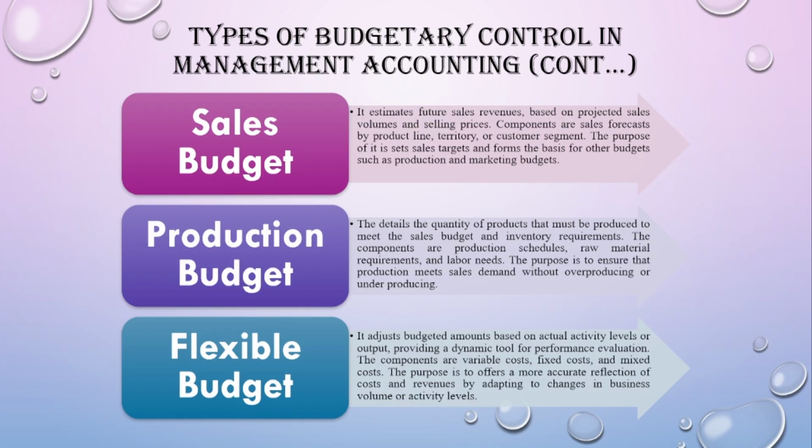The details of the quantity of the products that must be produced to meet the sales budget and inventory requirements. The components are production schedules, raw material requirements, and labor needs. The purpose is to ensure that production meets sales demands without overproducing or underproducing.